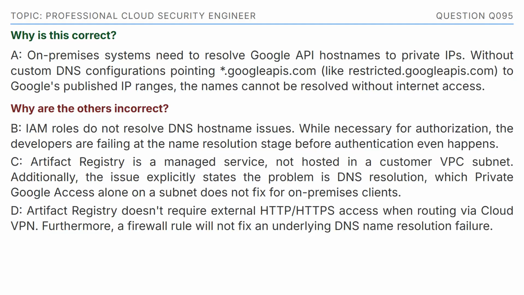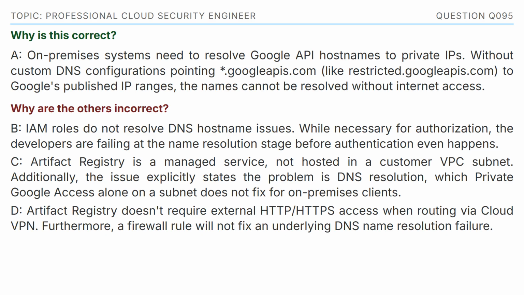Why is this correct? A. On-premises systems need to resolve Google API hostnames to private IPs. Without custom DNS configurations pointing *.googleapis.com, like restricted.googleapis.com, to Google's published IP ranges, the names cannot be resolved without internet access. Why are the others incorrect?